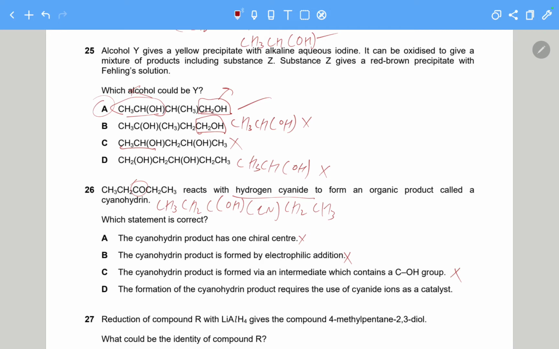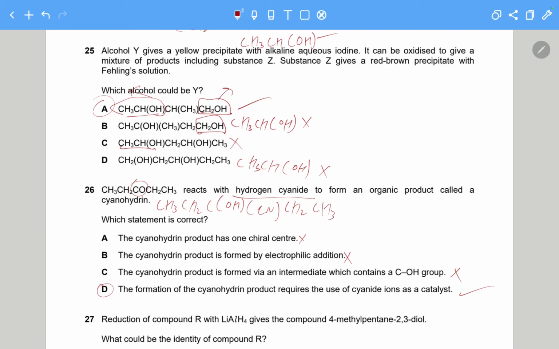Remember the mechanism of the nucleophilic addition? The cyanide attacks the ketone first, forming an O negative ion, and the O negative accepts a proton to form the alcohol group. So CN is the intermediate, OH is only in the final product. D, the formation of the cyanohydrin product requires the use of cyanide ions as a catalyst. This is correct because remember, we use NaCN as a catalyst. So D is the correct answer.